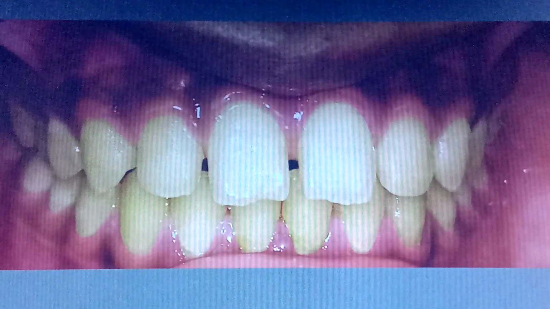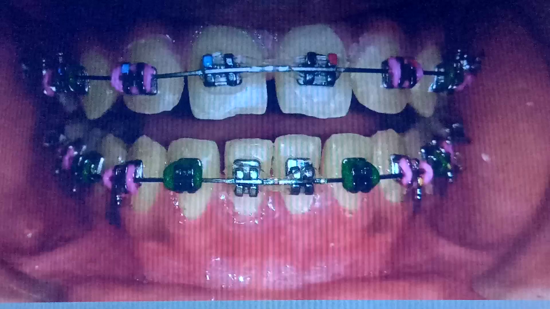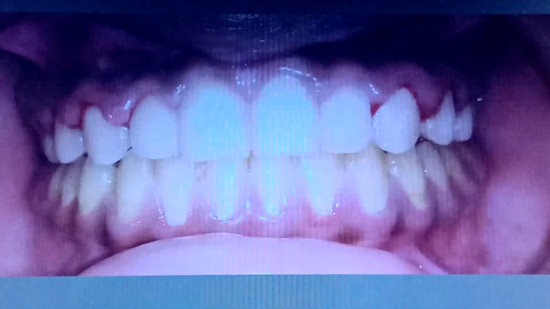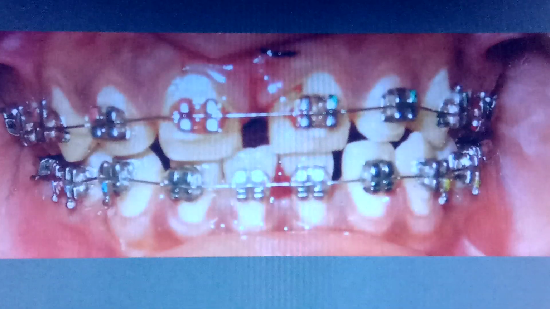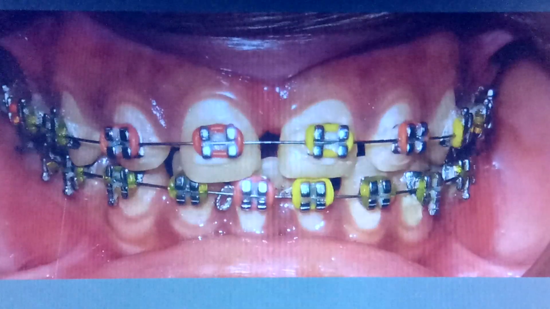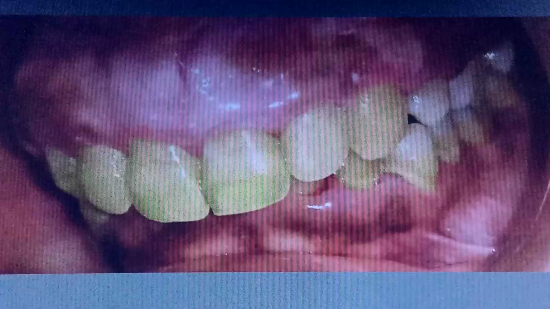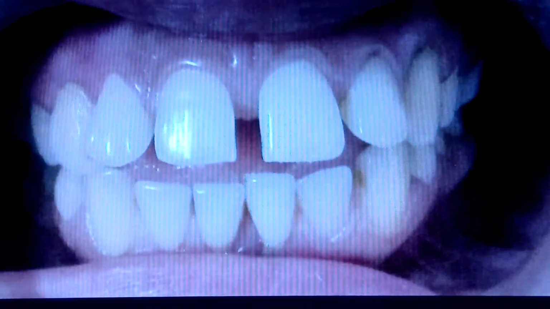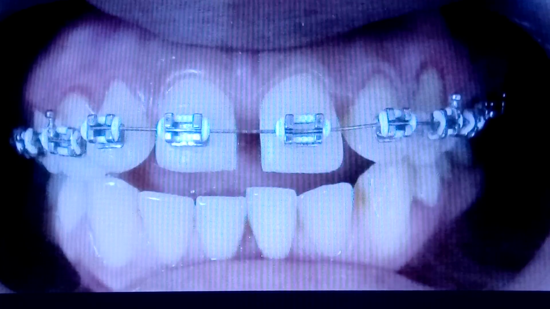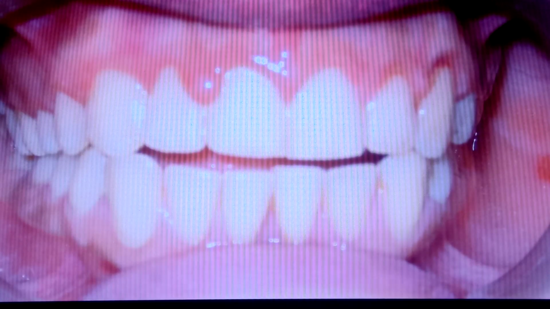In the case of this patient, we did the orthodontic treatment and closed the gap. In the case of these other patients, we also followed the same orthodontic treatment procedure.